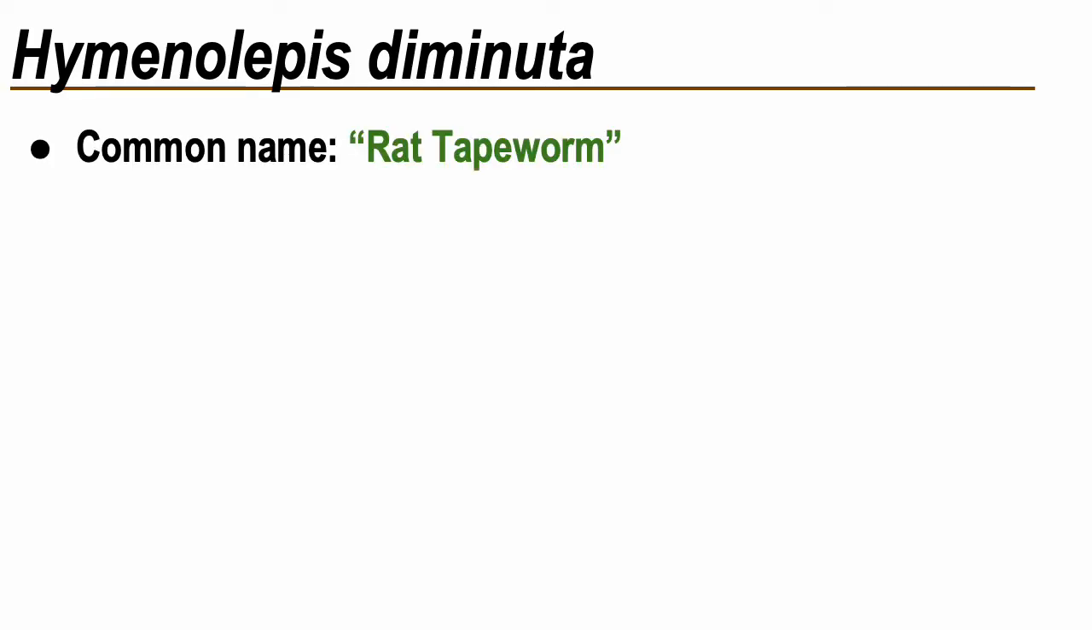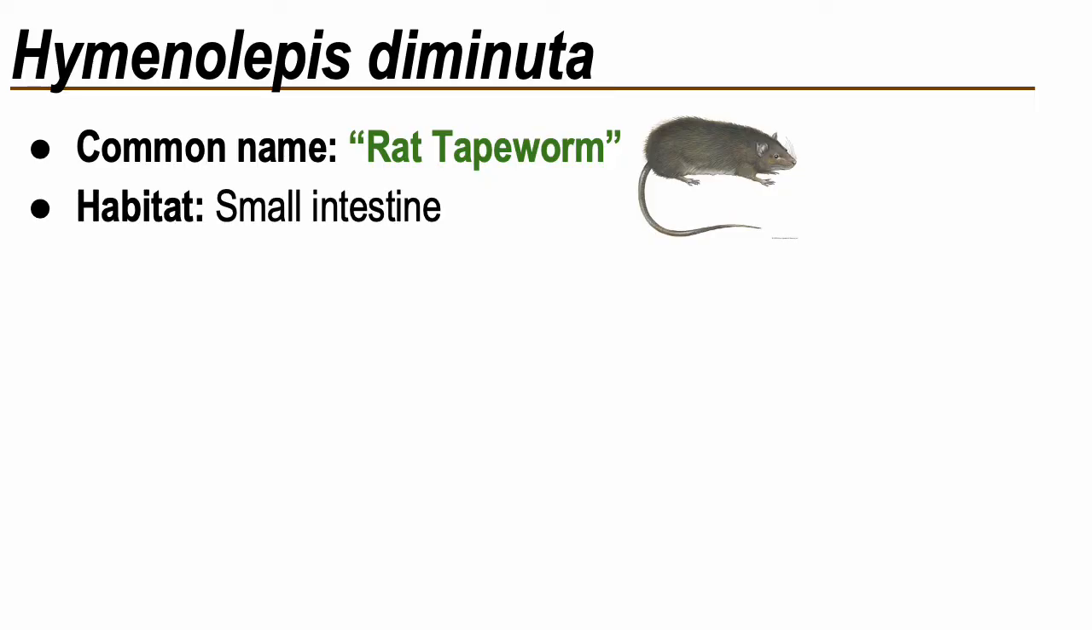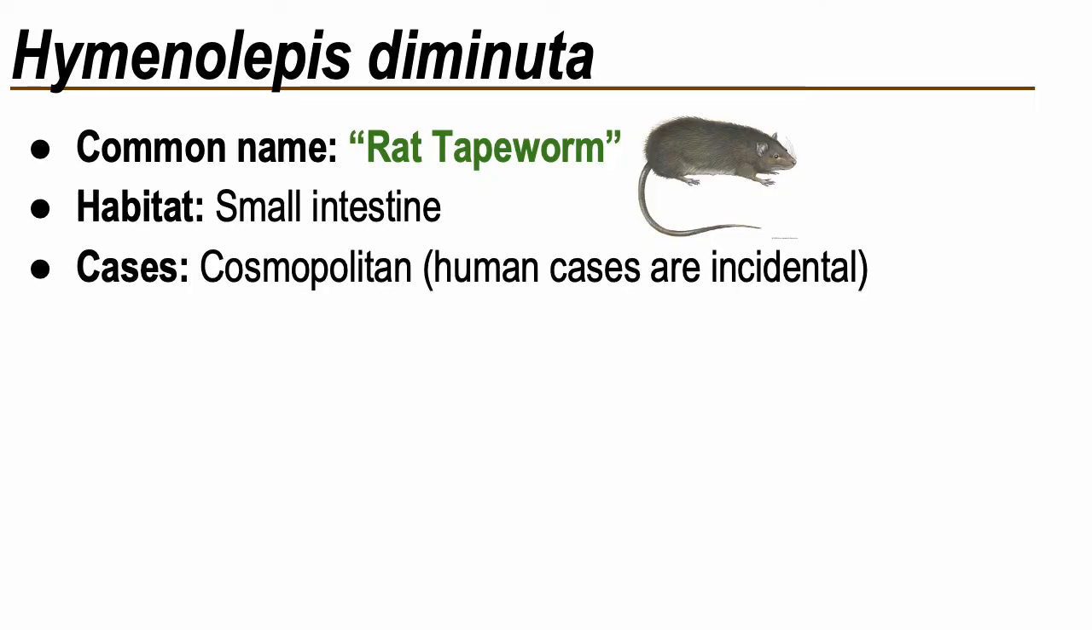So the next parasite is Hymenolepis diminuta. This is a parasite primarily affecting rats, hence the common name rat tapeworm. The adults of this parasite reside in the small intestines of rats, and in terms of human cases, these are only incidental or accidental.